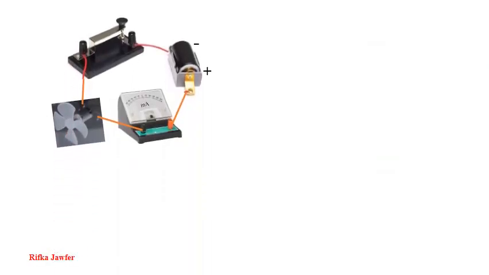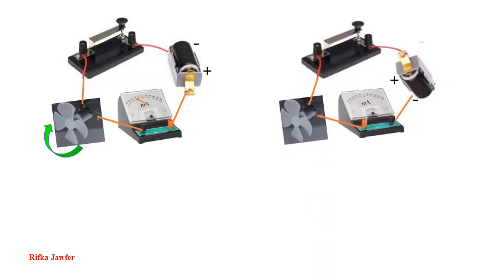Construct the circuit as shown here using a switch, a dry cell, a center zero milliammeter and a motor. Switch on the circuit and observe what happens. You will see the fan of the motor rotating in one direction and the indicator of the milliammeter deflecting in a particular direction. Now change the terminals of the dry cell and switch on the circuit.